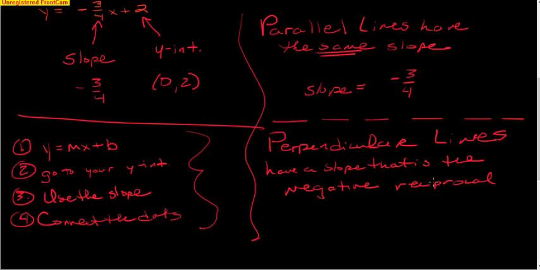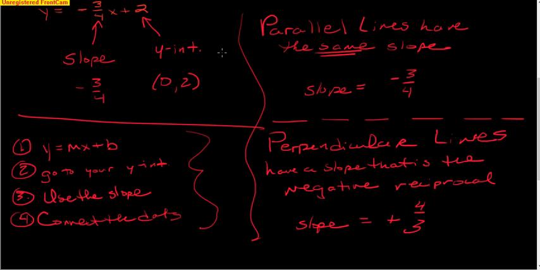Now, we haven't really talked about that, but it's nothing you haven't done before. You know how to take the negative of a number, and you know how to take the reciprocal of a number. So if I want a line that is perpendicular to this line, we know the slope of this line is -3/4. Well, I take the negative reciprocal of that. So the negative of a negative is positive, and the reciprocal is 4/3. There you go. Okay, so two things to know there.